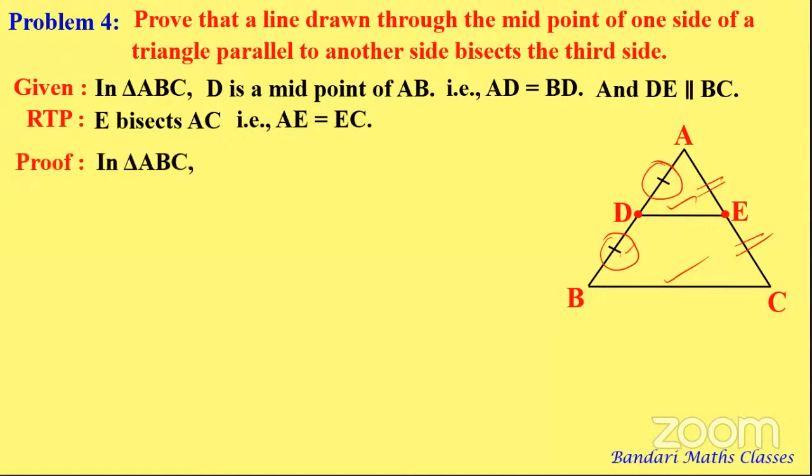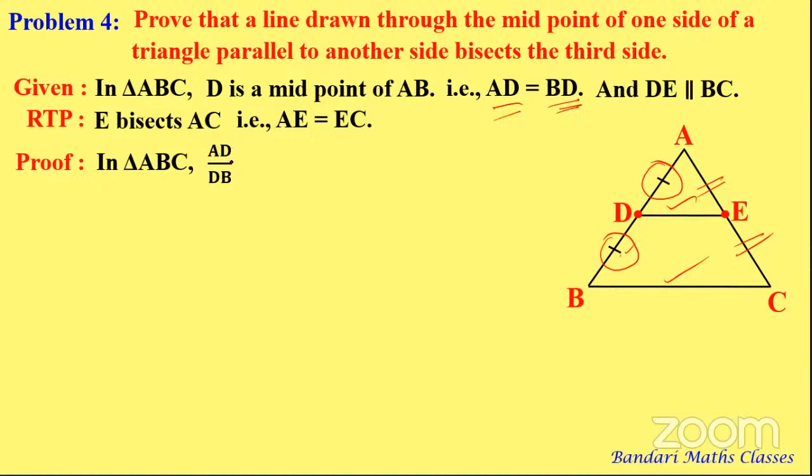So in triangle ABC, AD by DB. Now I am going to do some calculation, finding some value. What value do we obtain for AD by DB? Children, here given is AD is equal to BD, or BD is equal to AD.